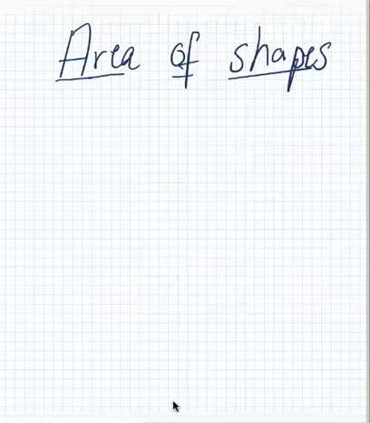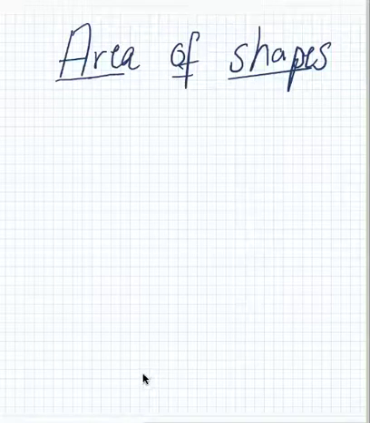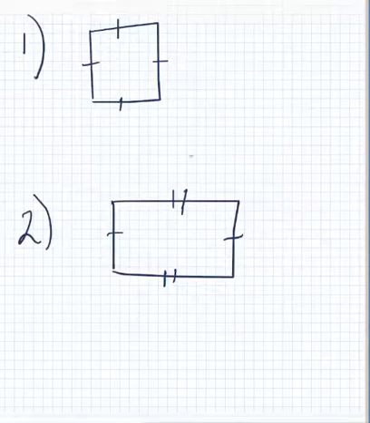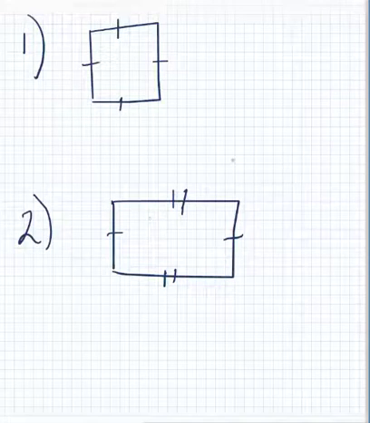Hi, this session is on revision on the area of some shapes that we have covered in our topic. These will include things like rectangles and triangles. Now, it's important to be able to identify what shape is given to you. And with these two examples, we can see they are quadrilaterals.